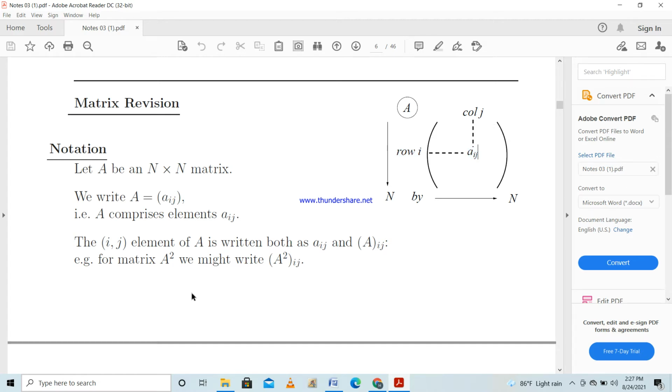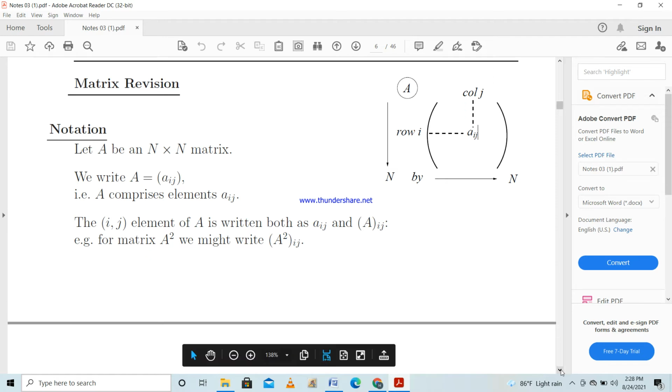And then when you take the ij element of A, we can write this element as simply Aij, or else you can use capital A, that is the name of the matrix, within brackets and just indicate ij. So same thing. And if it is a square matrix, we can talk about the matrix A squared, and in that case we can write it as A squared ij, right?